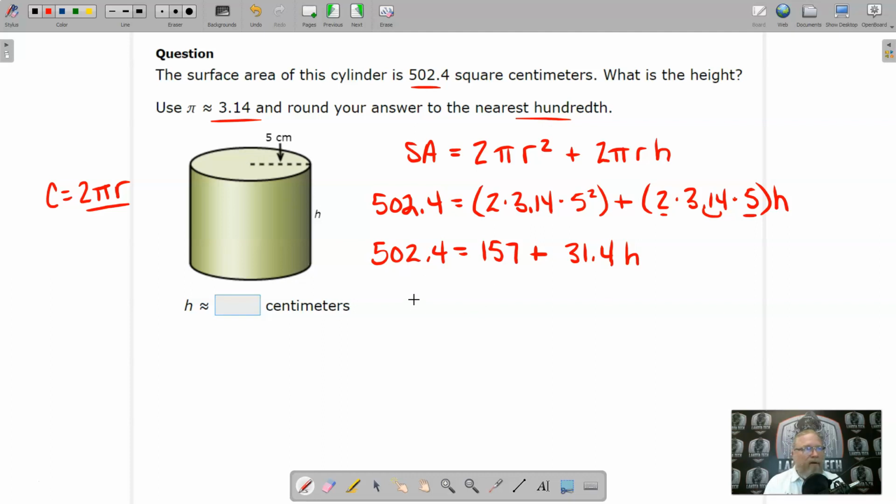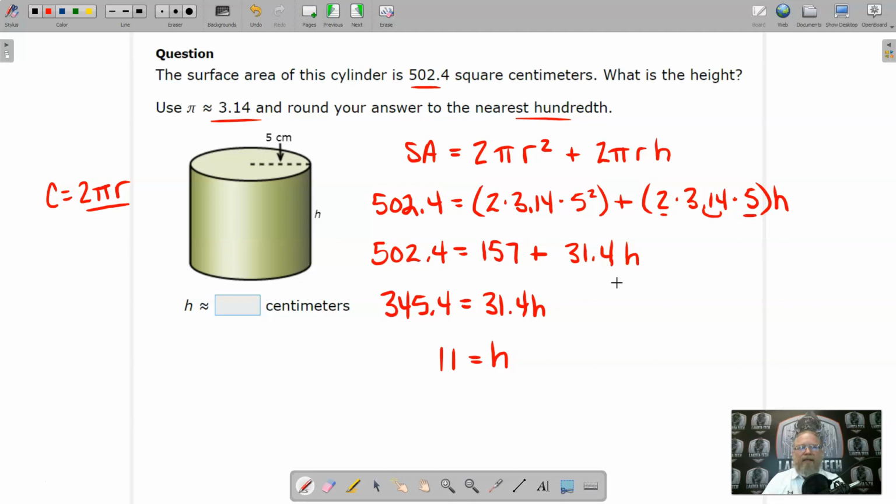So 502.4 minus 157, and that's going to leave us with a difference of 345.4 on the left, and over here we still just have 31.4H. Now let's divide both sides by 31.4. That would leave us with just H on the right, and I still got that 345.4 on my calculator, so I'm just going to hit the divide by 31.4, and it's going to give me a value of 11.